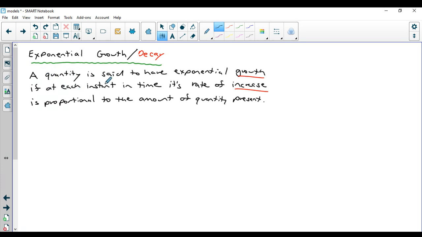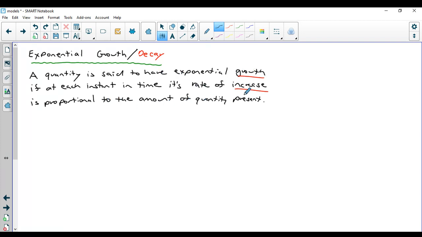So this would be the word definition of exponential growth. Basically, a quantity is said to have exponential growth if at each instant in time its rate of increase is proportional to the amount present. So again, the more people you have present, the faster population is going to grow, right? The more money you have present in a bank account, the more money you're going to make in interest. So that's kind of what this is saying.